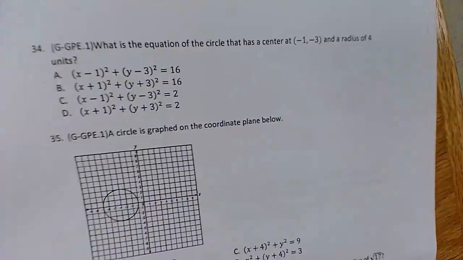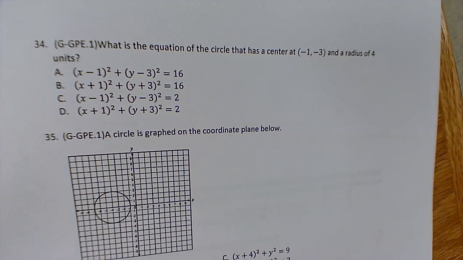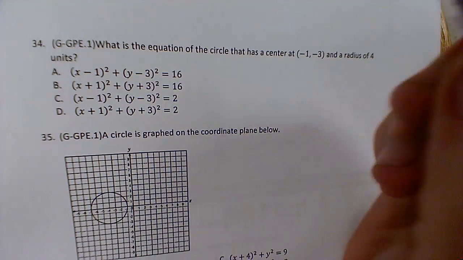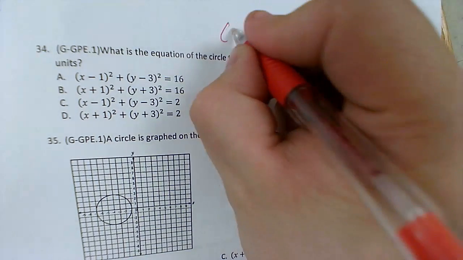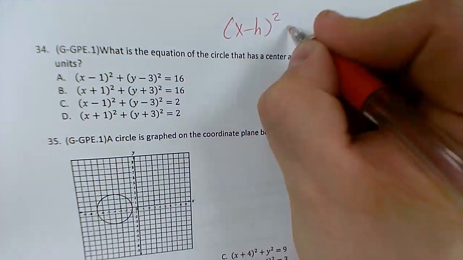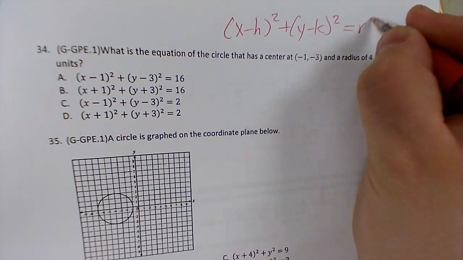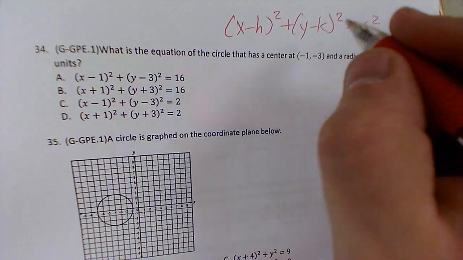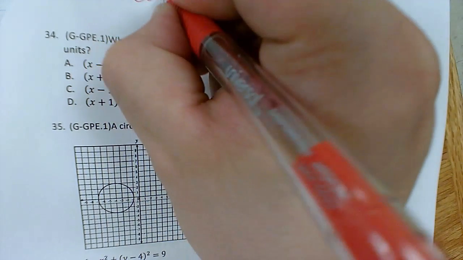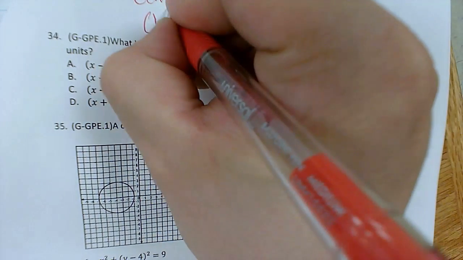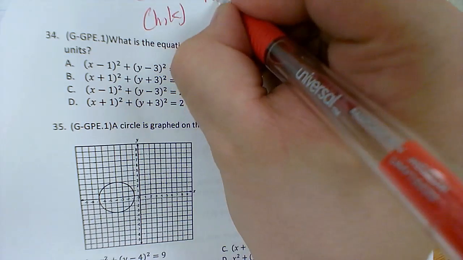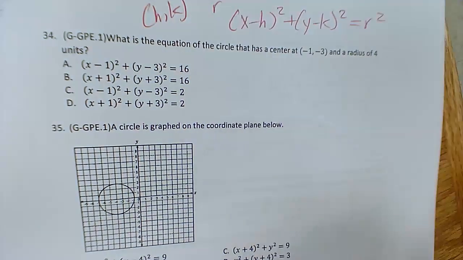Fun time. So now we're skipping to actual equations of circles, ones I prefer anyways. So the formula for circles is x minus h squared plus y minus k squared is equal to r squared, where your center is h comma k and your radius is r.